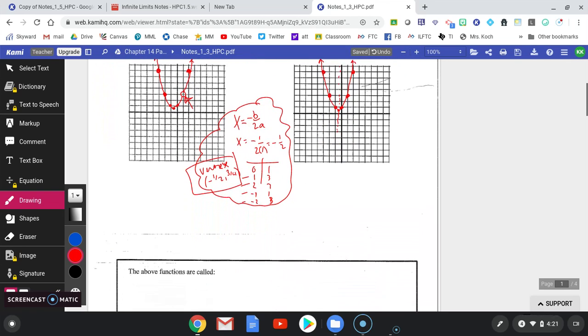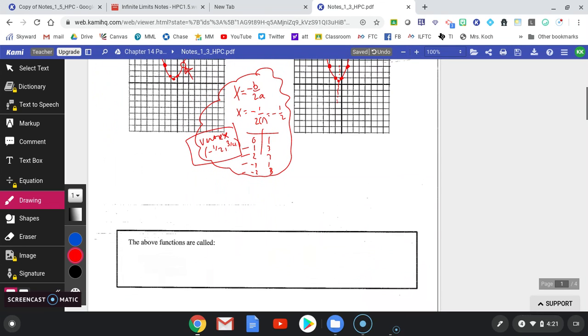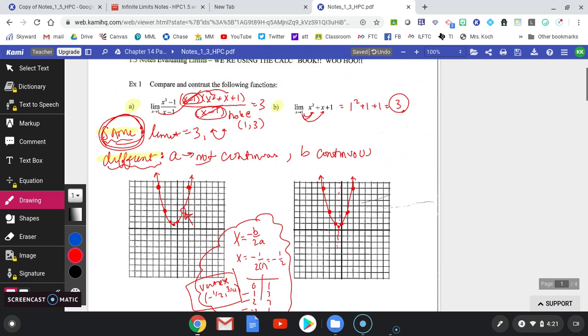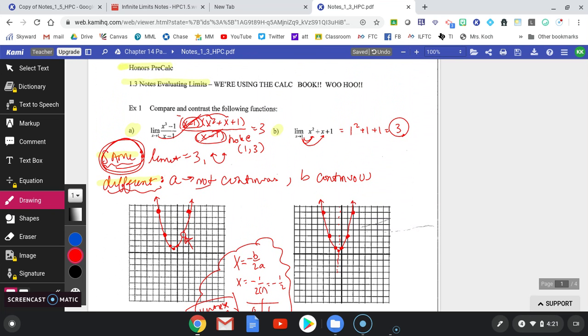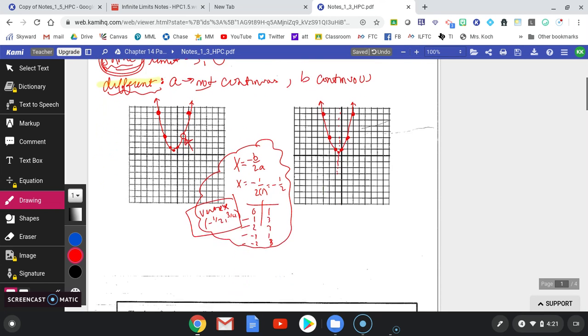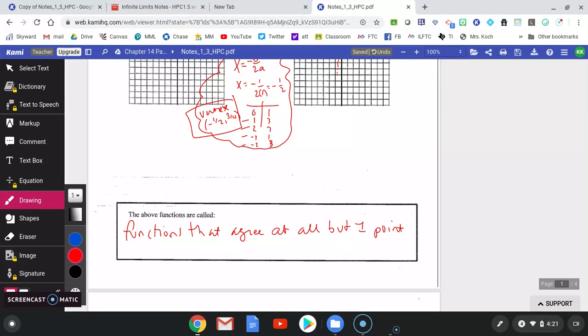So how does this relate to what we're doing? Well, the above functions are actually called functions that agree. So I'll write these down because this is important. We're going to need this terminology. These are functions that agree at all but one point. These two functions here, this x cubed minus 1 over x minus 1, and then this function here, x squared plus x plus 1, are called functions that agree at all but one point.